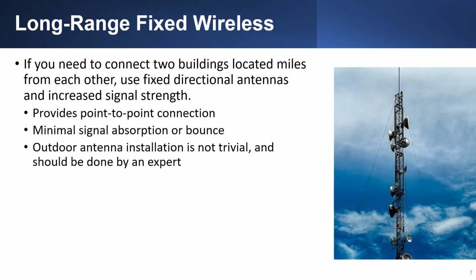If you need to connect two buildings located miles from each other, use fixed directional antennas and increase signal strength. It provides a point-to-point connection and has minimum signal absorption or bounce. It requires outdoor antenna installation, which is not trivial and should be done by an expert.